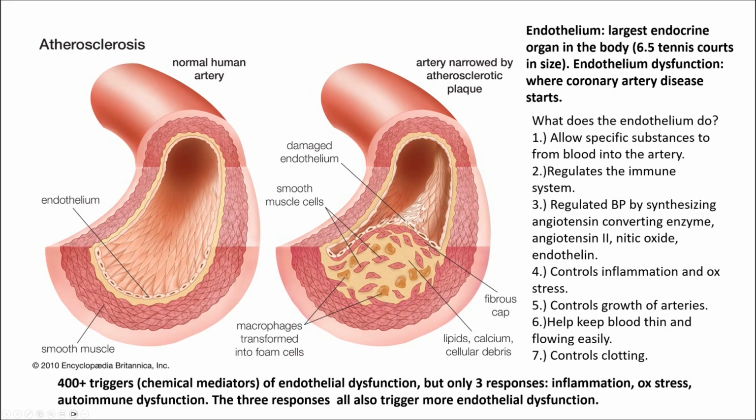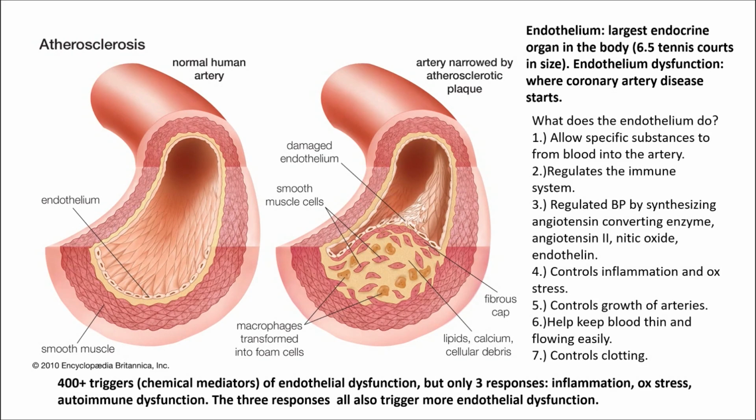So the endothelium is the largest endocrine organ in the body. If you were to take it out and spread it into a flat organ, it would be 6.5 tennis courts in size. So it's huge. And it has endothelial functions, but it's also an endocrine organ. This is where coronary artery disease starts. So, what is the endothelium? It has specific functions.